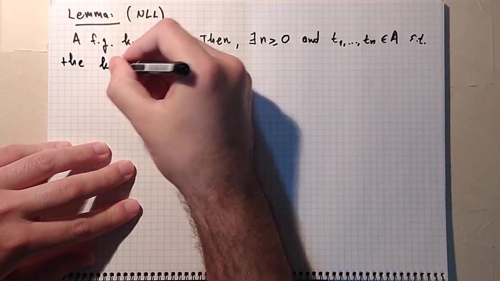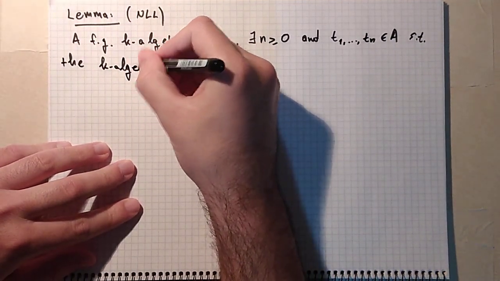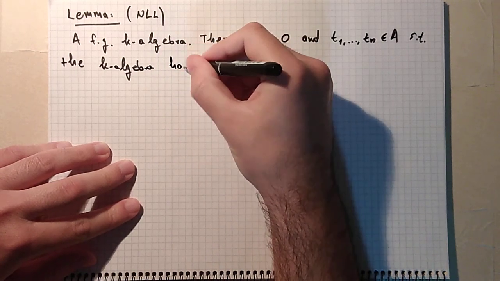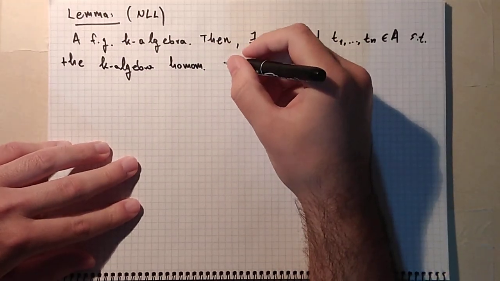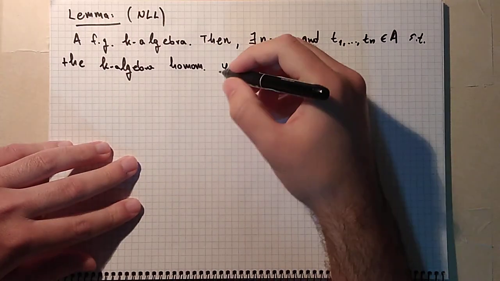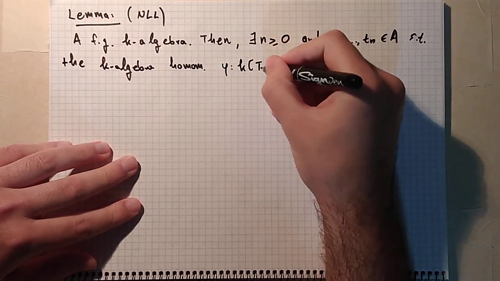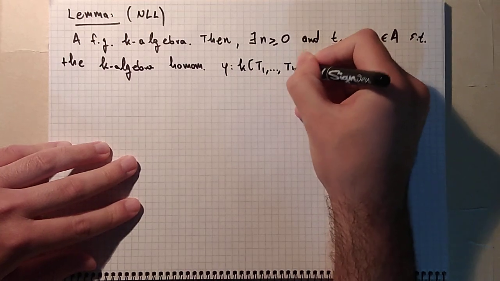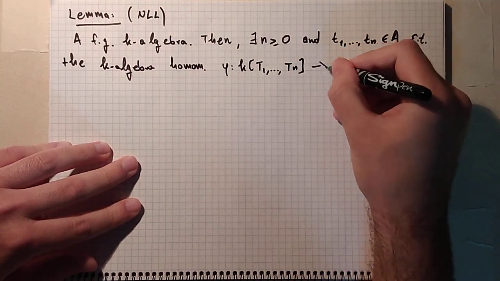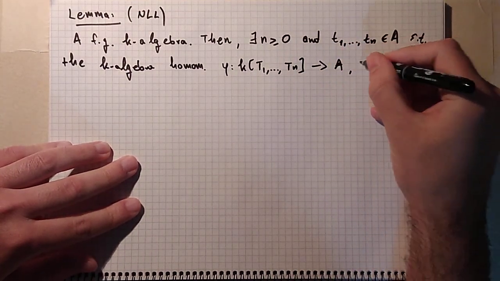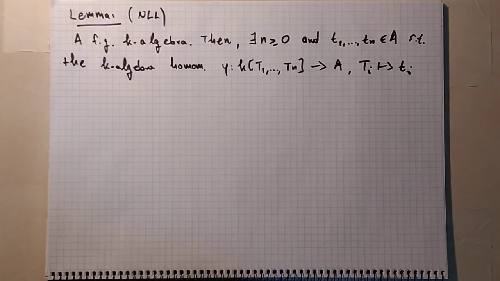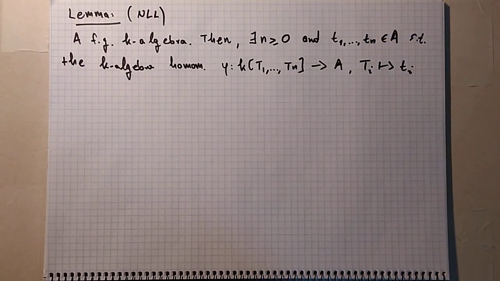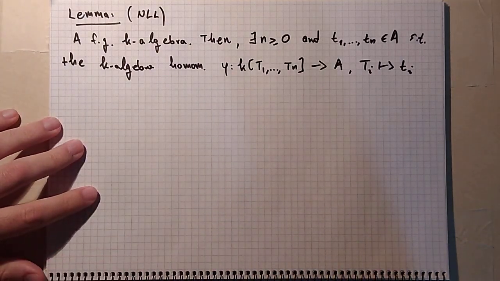the K algebra homomorphism, let's call this phi, going from this polynomial ring K[T1, ..., Tn] to A and sending these Ti to small ti, is in fact injective and finite.